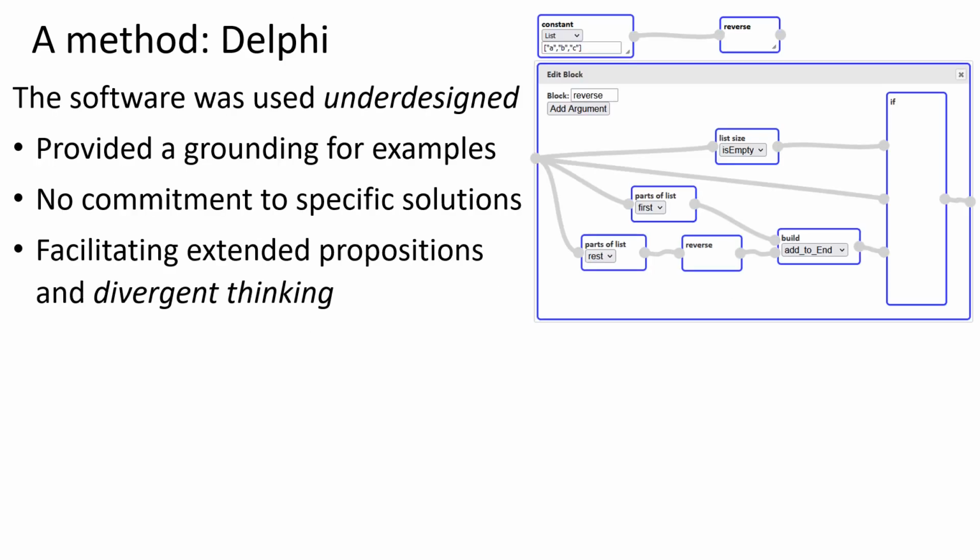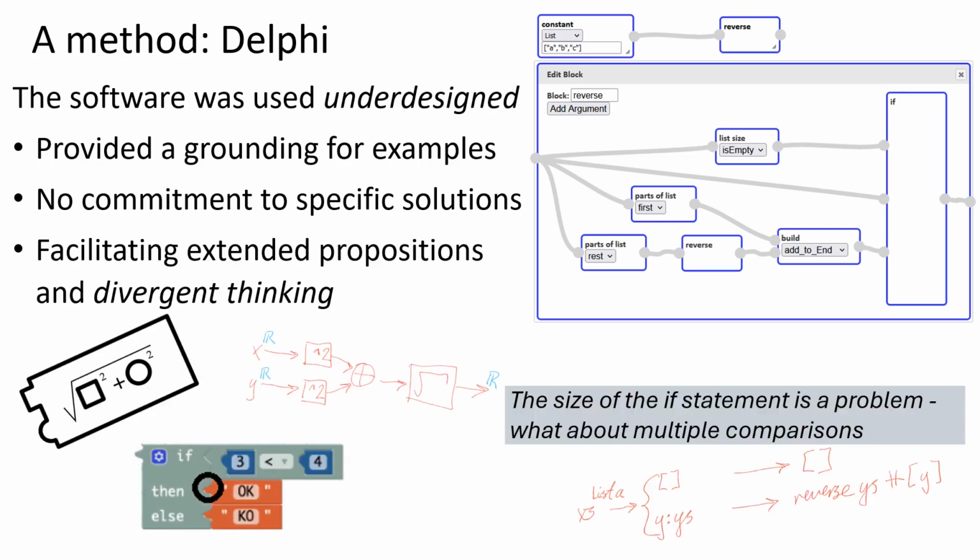So we used the open piping software, which is very basic, and we kept it under-designed. That gave a starting point for the examples, but also it was clearly not complete enough, so it left a lot of room to let participants propose their own ideas. There were a lot of propositions.